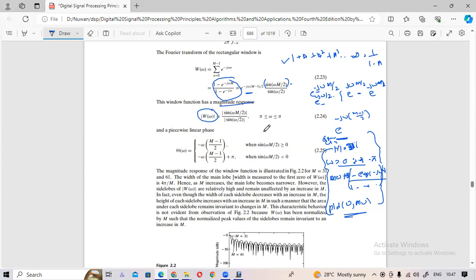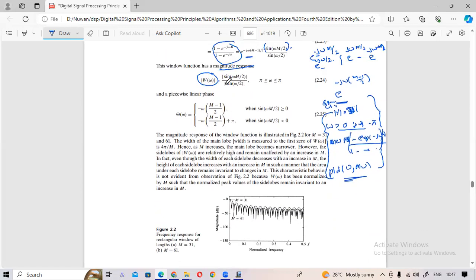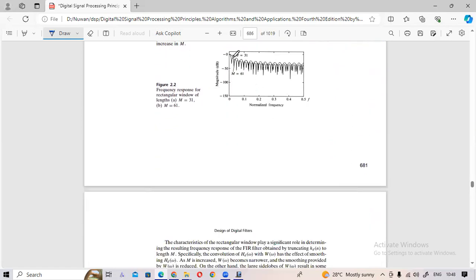Once you plot the magnitude plot, you will have this kind of plot. Here you can see that it is starting from 0, and it comes to the minimum level on this side. Actually, this part is called the main lobe. So this is what we get using a window function.